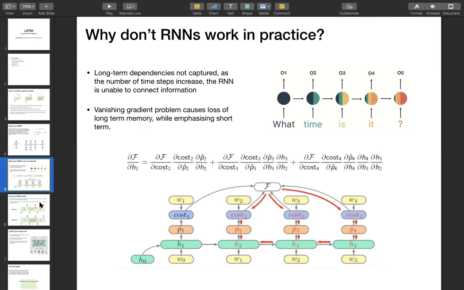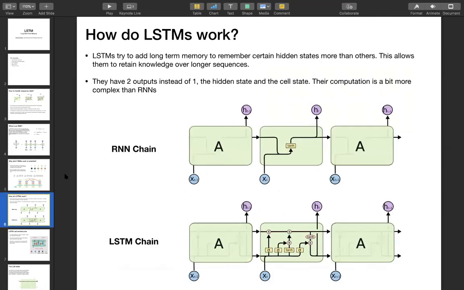Now, these two problems, alongside some other problems that were identified with RNNs, were resolved by one of the architectures called LSTMs, which stands for long short-term memory.